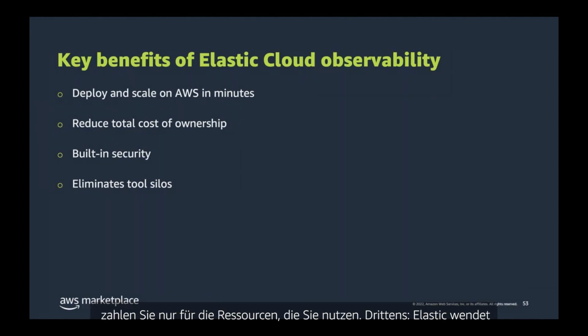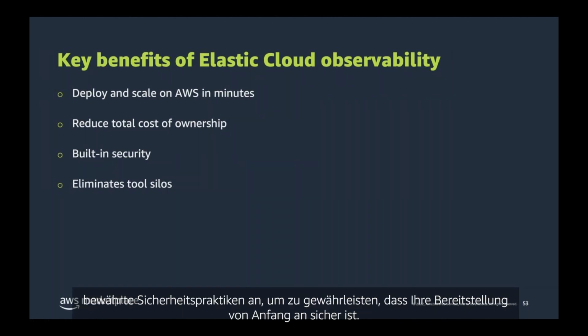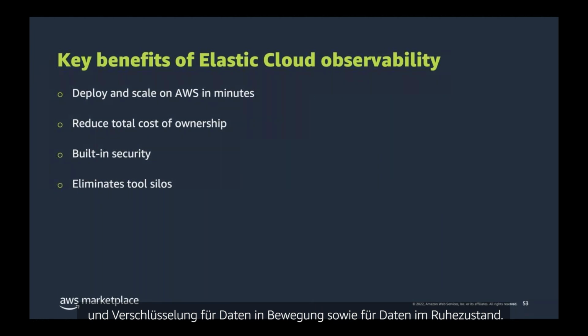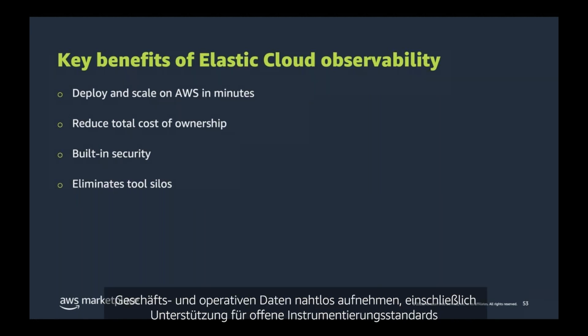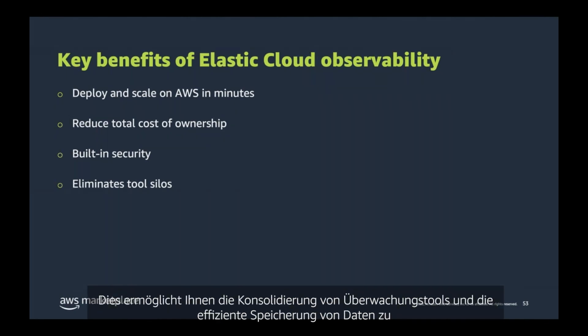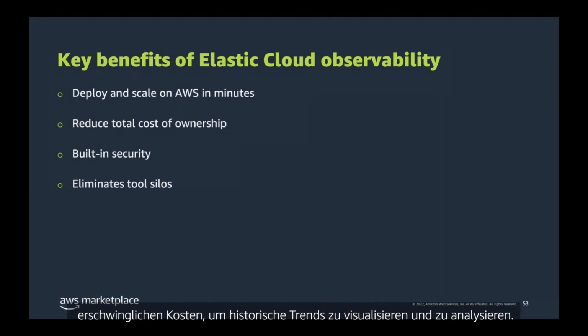Third, Elastic applies security best practices to help make sure your deployment is secure from the ground up, including but not limited to OS hardening, network security controls, and encryption for data in motion, as well as data at rest. And fourth, collect telemetry data seamlessly, ingesting all business and operational data, including support for open instrumentation standards and open source projects such as OpenTelemetry, Jaeger, and Prometheus. This allows you to consolidate monitoring tools and efficiently store data at affordable cost to visualize and analyze historical trends.